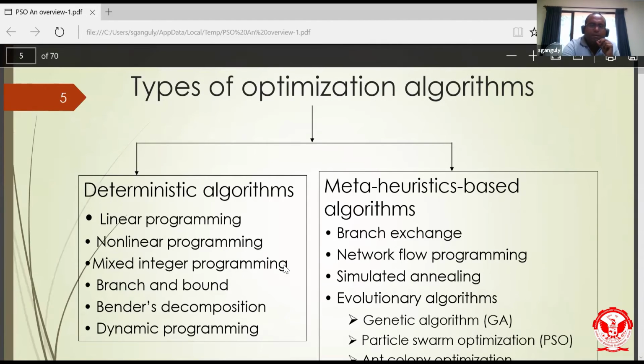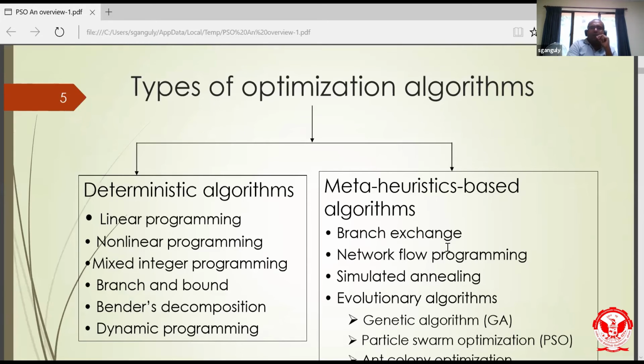Now here in this slide, I categorized the optimization algorithms or optimization approaches into two categories. One category belongs to deterministic algorithms, another category belongs to metaheuristic based algorithms. So what is the difference between these two? Deterministic algorithms are mostly mathematical based. These algorithms follow some mathematical rules to solve any type of optimization problem.